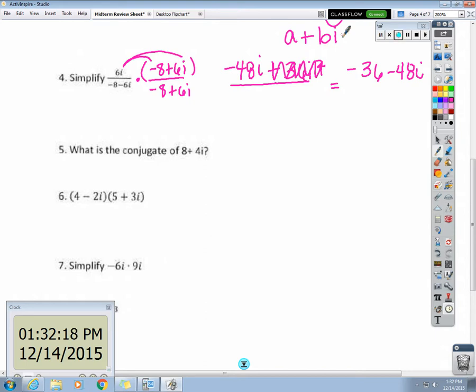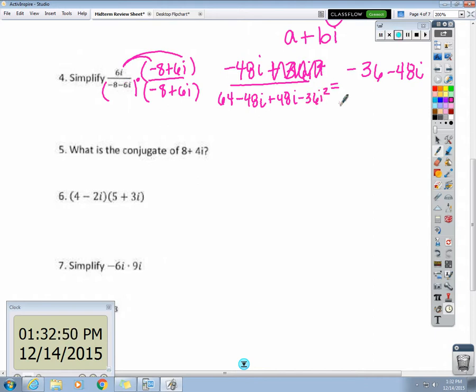But we're not done because we haven't dealt with the denominator. How do we simplify the denominator? FOIL. But not everybody will remember that, so we'll do it anyway. Okay, negative 8 times negative 8 is positive 64. Negative 8 times 6i is negative 48i. Negative 6i times negative 8 is positive 48i. And negative 6i times 6i is negative 36i squared.